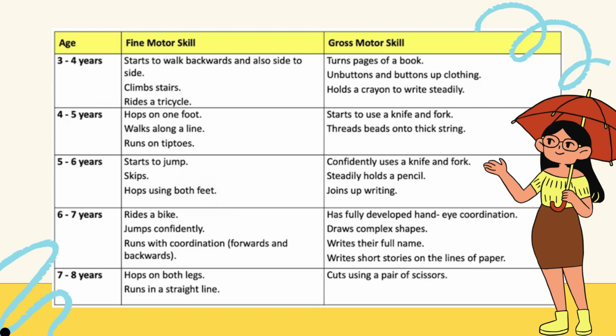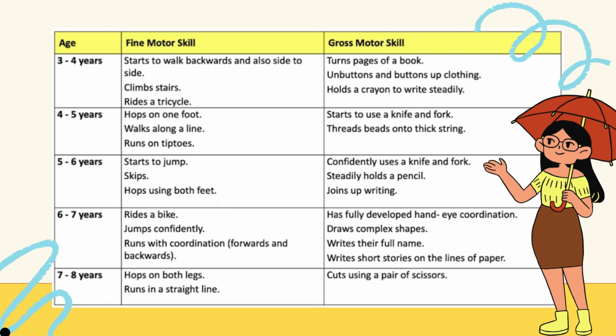For age 5 to 6 years, their fine motor skill includes start to jump, skips, and hops using both feet. For their gross motor skill, they can confidently use a knife and fork, steadily holds a pencil, and joins up writing. For age 6 to 7 years, they can ride a bike, jumps confidently, and runs with coordination, forwards and backwards for their fine motor skill.